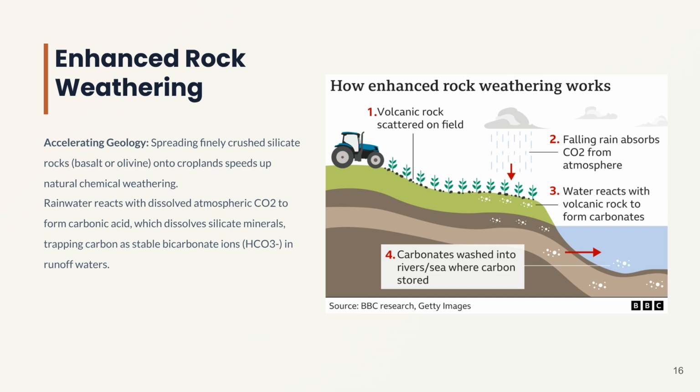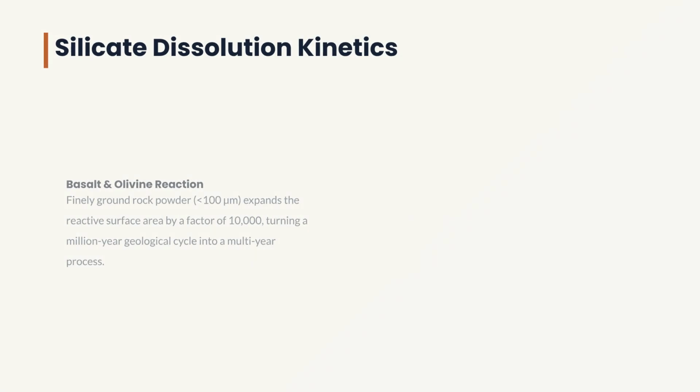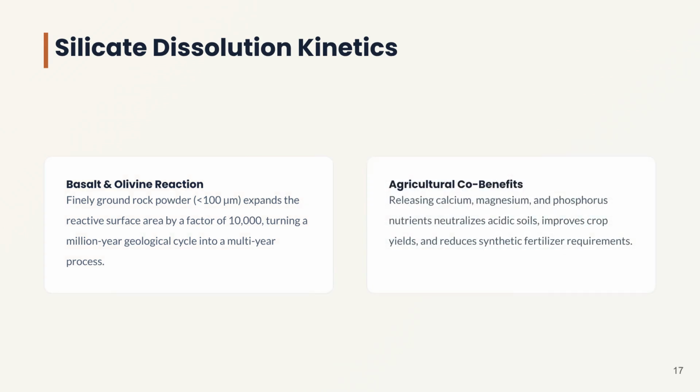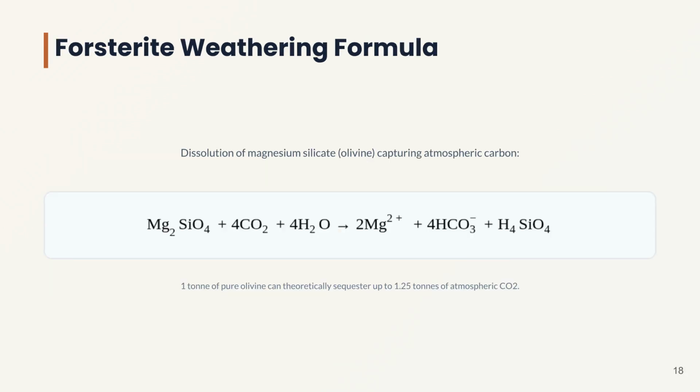Enhanced rock weathering accelerates the natural geological carbon cycle by spreading crushed silicate rocks like basalt or olivine on croplands. This process reacts with atmospheric CO₂ to form stable bicarbonate ions in runoff. By grinding these rocks into a fine powder, we expand their reactive surface area by a factor of 10,000, turning a cycle that normally takes millions of years into a multi-year process, while also providing valuable agricultural nutrients. The chemistry of enhanced weathering is shown here. Theoretically, 1 ton of pure olivine can sequester up to 1.25 tons of atmospheric carbon dioxide, permanently trapping it in stable forms.